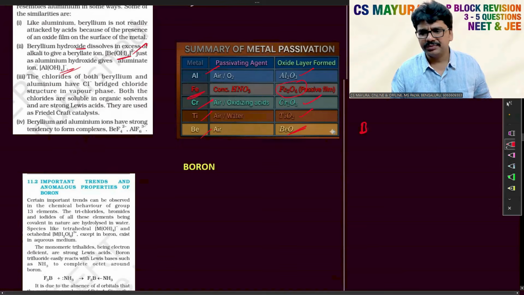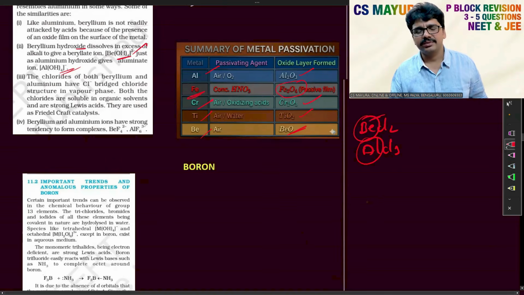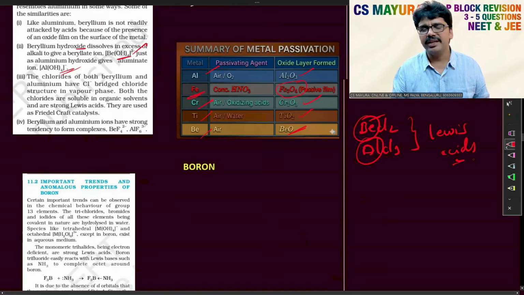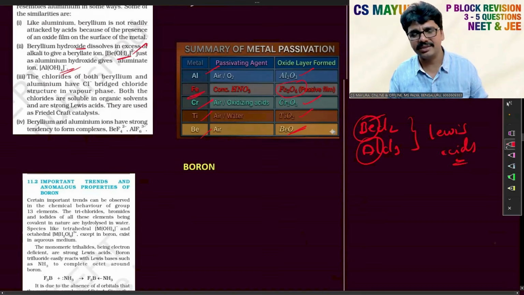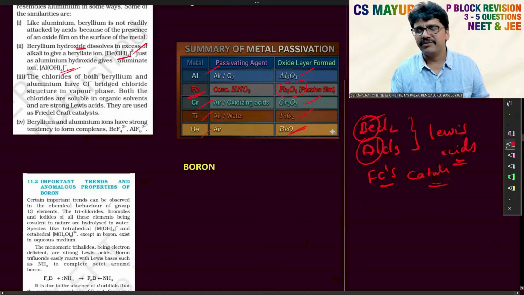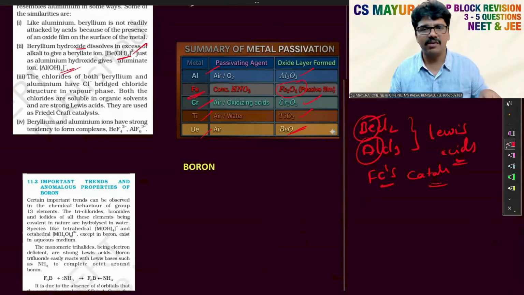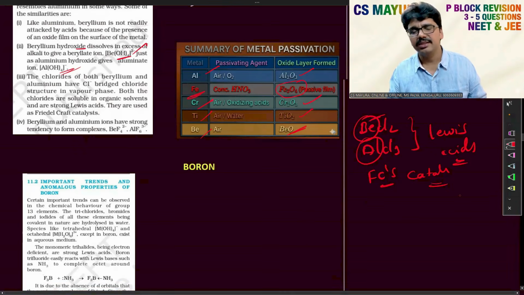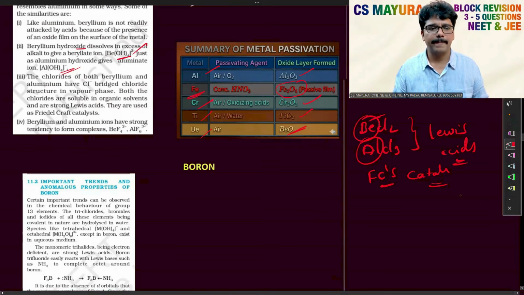Now, take beryllium chloride and aluminum chloride. They are electron deficient, so they have an incomplete octet. They have more tendency to accept the electron pair. Electron pair acceptors are called Lewis acids. Beryllium chloride and aluminum chloride are good Lewis acids. That's why they are used as Friedel-Crafts catalyst. In Friedel-Crafts alkylation and acylation reactions, we want Lewis acids. That is a similarity and anomalous property.